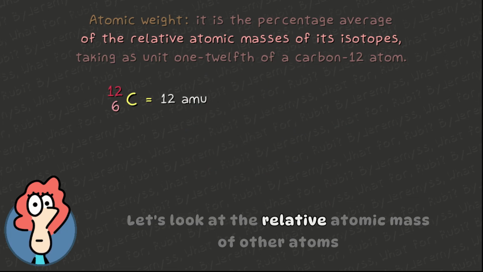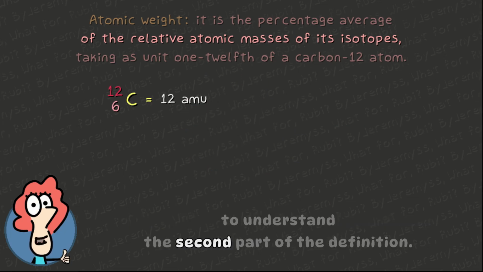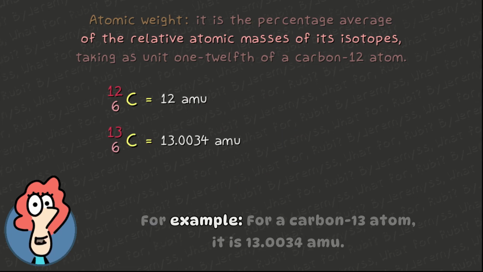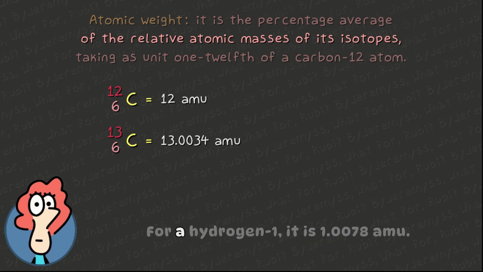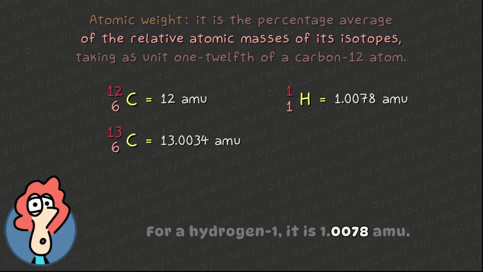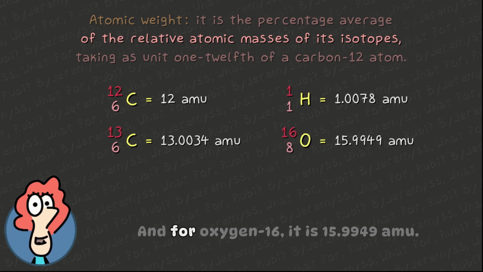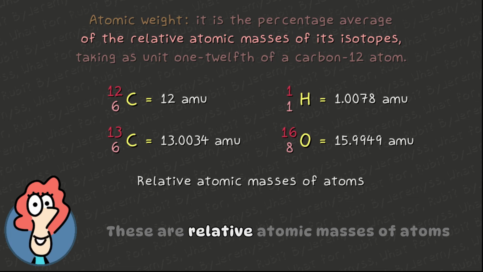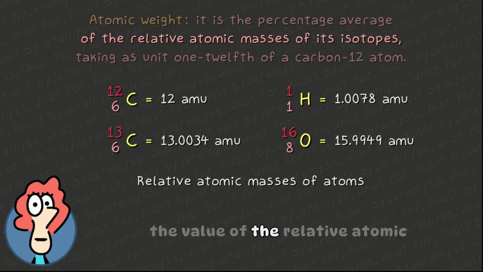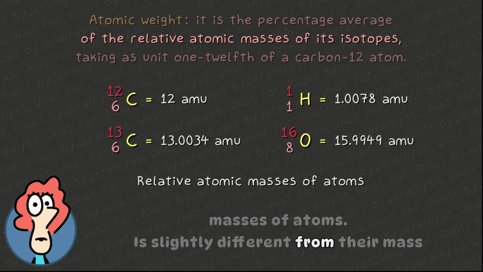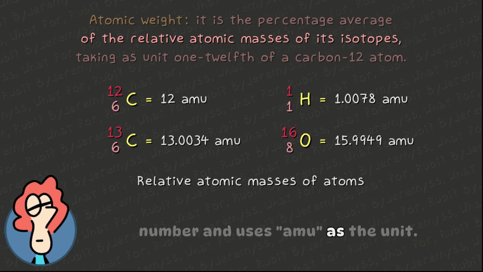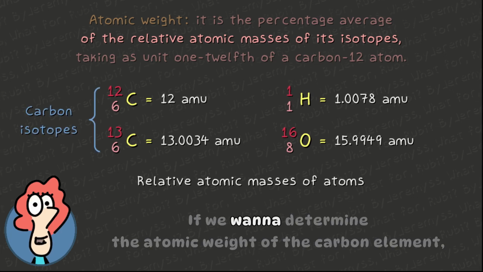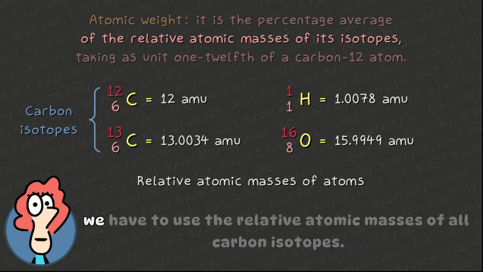Let's look at the relative atomic mass of other atoms to understand the second part of the definition. For example, for a carbon-13, it is 13.0034 AMU. For a hydrogen-1, it is 1.0078 AMU. And for oxygen-16, it is 15.9949 AMU. These are relative atomic masses of atoms. The value of the relative atomic masses of atoms is slightly different from their mass number and uses AMU as the unit. If we want to determine the atomic weight of the carbon element, we have to use the relative atomic masses of all carbon isotopes.